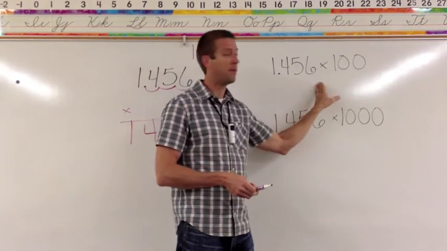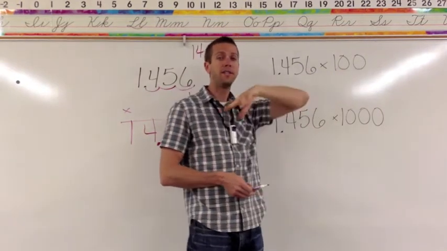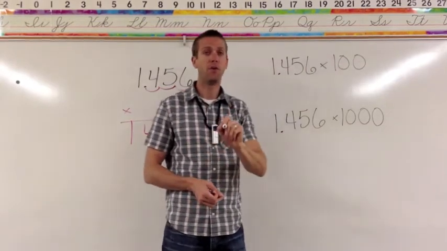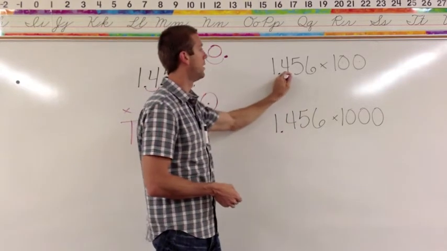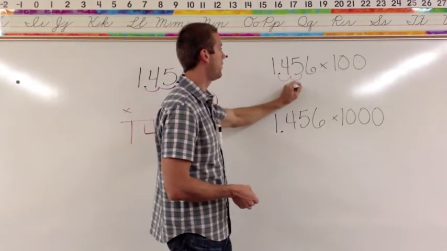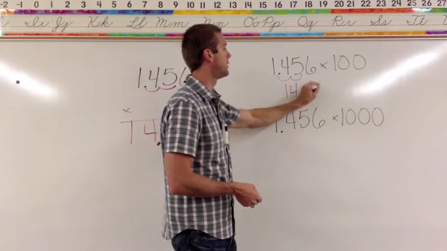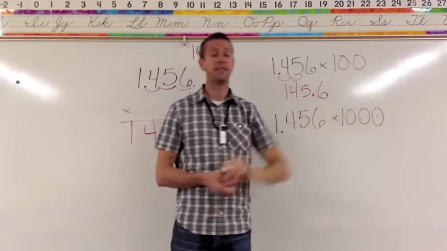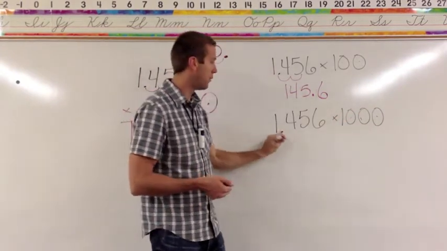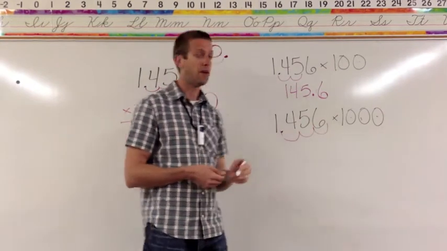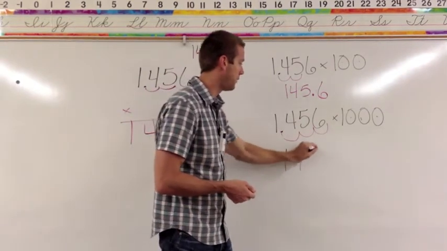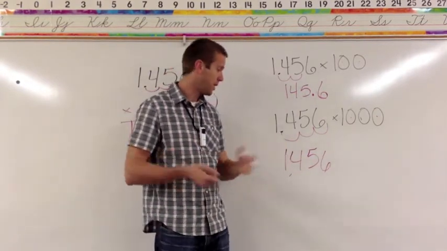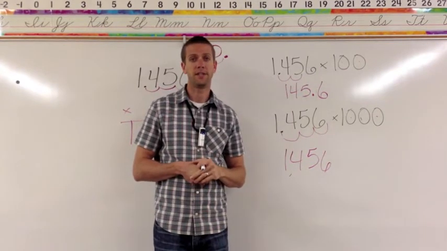Here's the same number, but multiplied by 100. How many zeros? 2. 1, 2. Therefore, your decimal will move over 2 times. 1, 2. So my new number is 145.6. And on the last one, I have 1, 2, 3 zeros. So my decimal is going to move over 1, 2, 3 times, giving me 1,456.0. And that's not necessary because it's a whole number, so you can just leave it as 1,456.